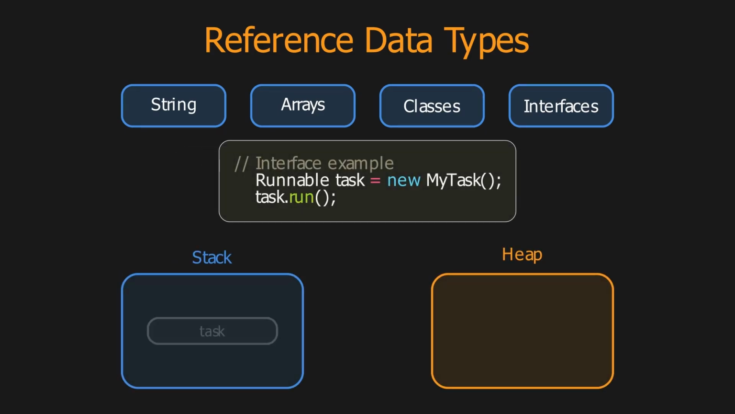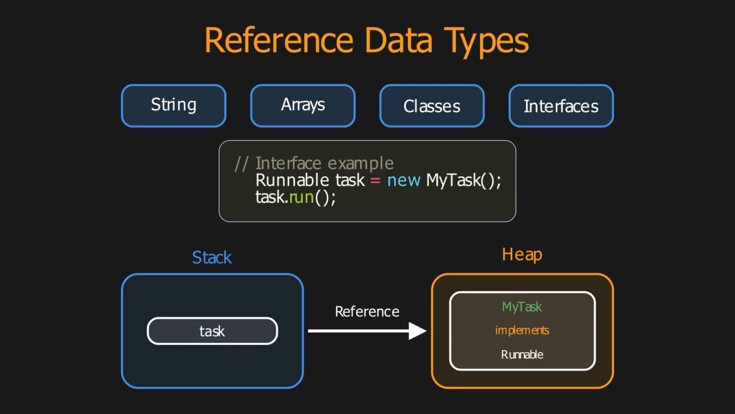Interfaces demonstrate polymorphism in Java. With Runnable task = new MyTask(), the task variable references an object that implements the Runnable interface. Interfaces define a contract that implementing classes must fulfill, enabling different objects to be used interchangeably. This is a powerful concept that promotes flexible, modular code design. Our future video on interfaces will explore how they enable loose coupling between components and support advanced patterns like dependency injection. This reference-based system is powerful because it enables complex data structures and object-oriented programming while efficiently managing memory.